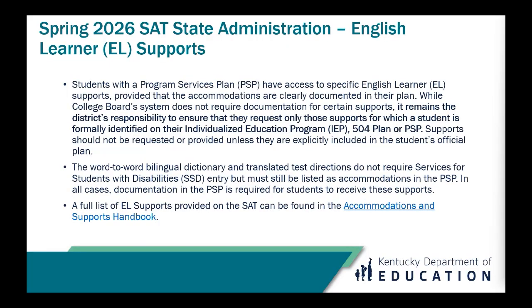Students with a program service plan have specific access to English learner supports, provided that the accommodations are clearly documented in their plan. While the College Board system does not require documentation for certain supports, it remains the district's responsibility to ensure that they only request supports for which a student is formally identified on their IEP, 504 plan, or PSP. Supports should not be requested or provided unless they are explicitly included in the student's official plan. The word-to-word bilingual dictionary and translated test directions do not require SSD entry, but must still be listed as an accommodation in the PSP. In all cases, documentation in the PSP is required for students to receive these supports.